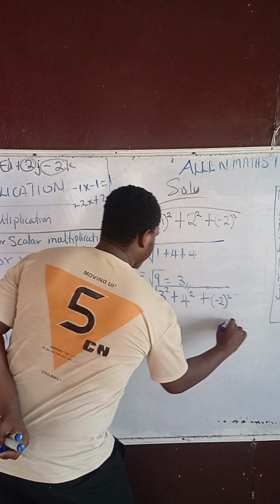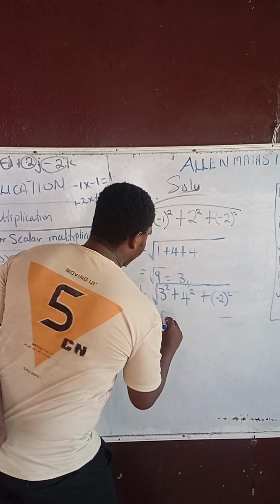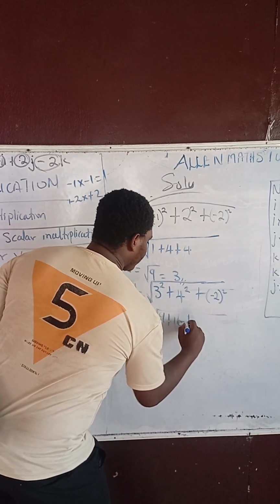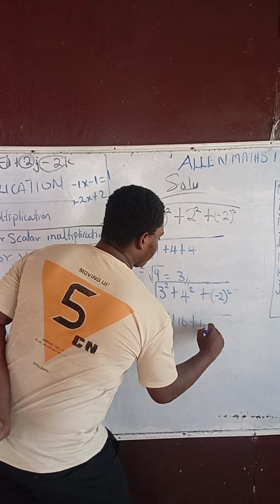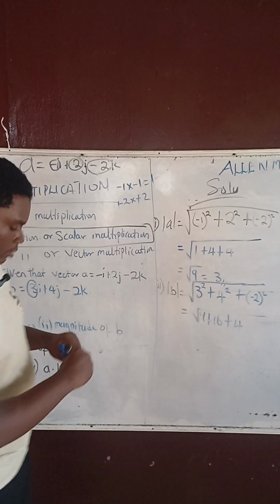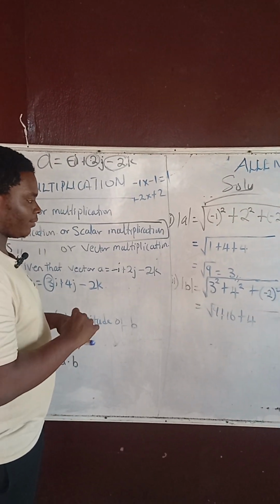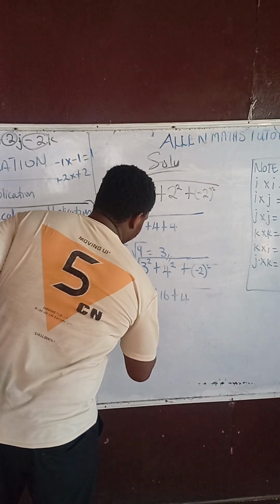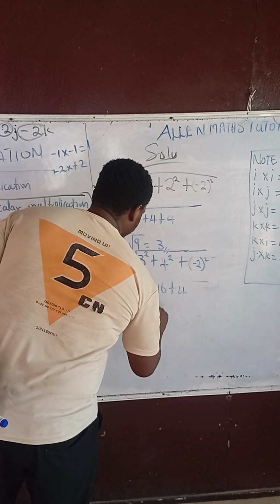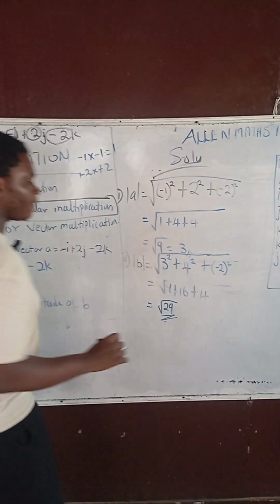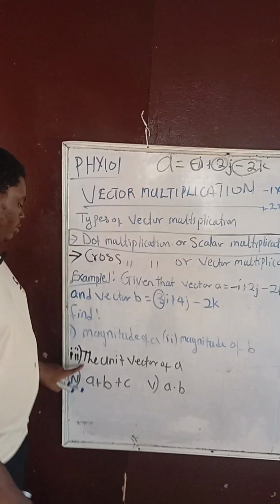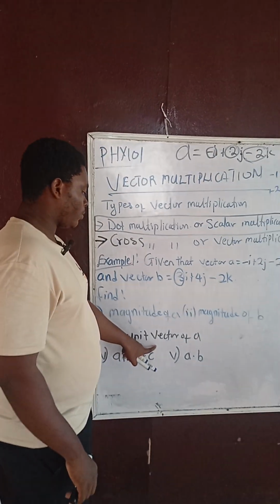So we have equals to 3 square means 3 times 3, which is 9. 4 square, 4 times 4, 16. 2 square is 4. If you're following me. So we have this plus this is 20. 20 plus 9 is 29. So this is the answer. So 29.